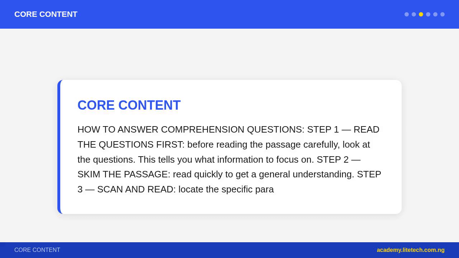Step 4. Answer in your own words. Unless told to quote, do not copy long sections of the passage. Rephrase in clear, concise language. Using your own words shows understanding. Step 5. Answer in complete sentences. Every comprehension answer should be a complete sentence, unless the question asks for a list.